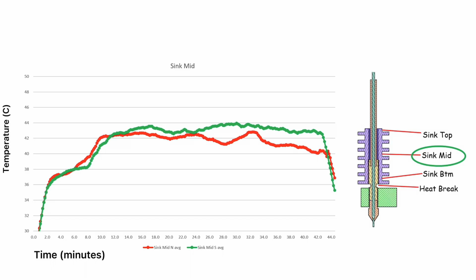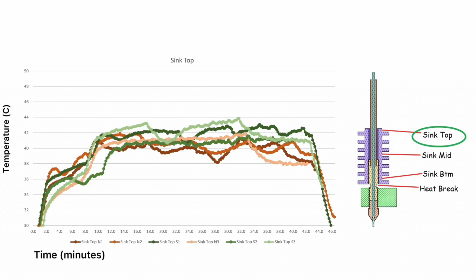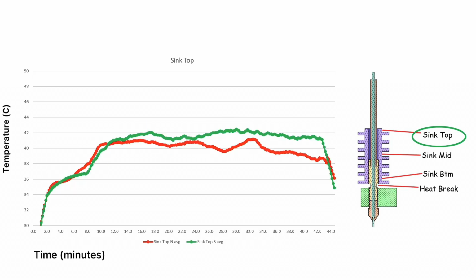And finally, let's look at the values for the top of the heatsink. So these are the coolest values overall. Again, we see a lot of overlap here, so let's look at the averages. Again, we can see pretty consistently the Noctua fan runs just a little bit cooler, but overall not too much difference, 1 or 2 degrees on the heatsink.